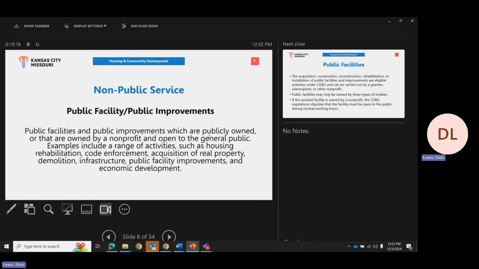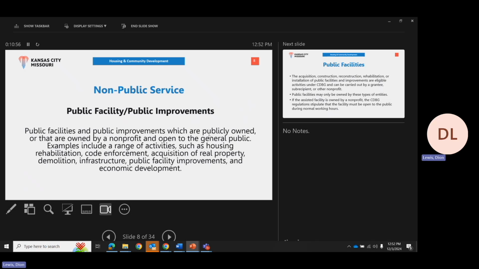Non-public service, public facility, public improvements. So pretty much it's the definition of what we are willing to fund with this money for this particular RFP: improvements, activities such as housing rehabilitation, code enforcement, acquisition of real property, demolition, infrastructure, public facility improvements, and economic development overall. Again, as long as it's within that matrix, but this is just kind of a high-level overview of what that looks like.